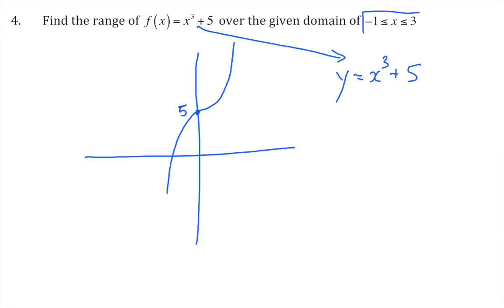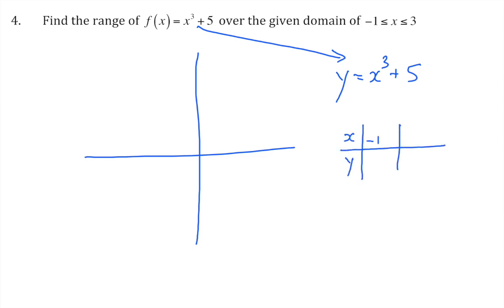But here is the problem. I only want to graph the function. I only want to include my graph going from -1 through to 3. So what I'm going to do is undo my graph, and I'm going to do a table of values, -1, 3. So let's have a look at it.